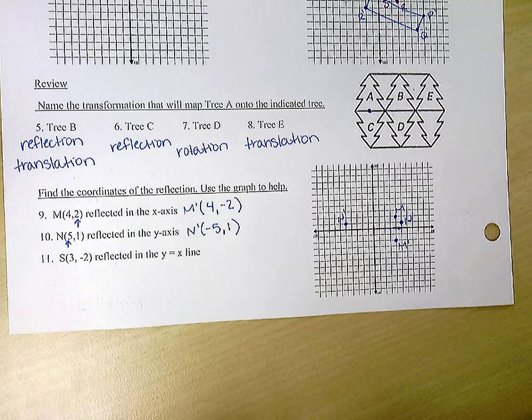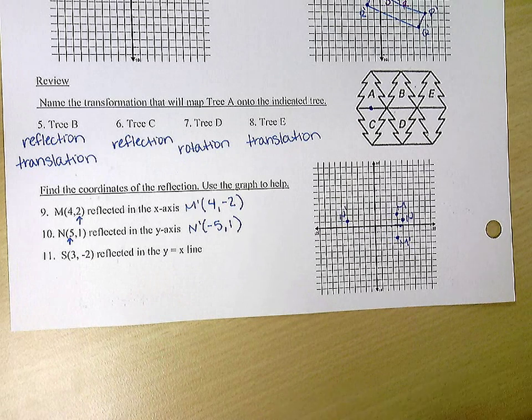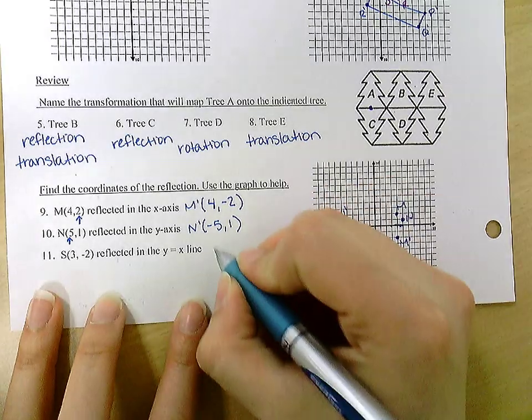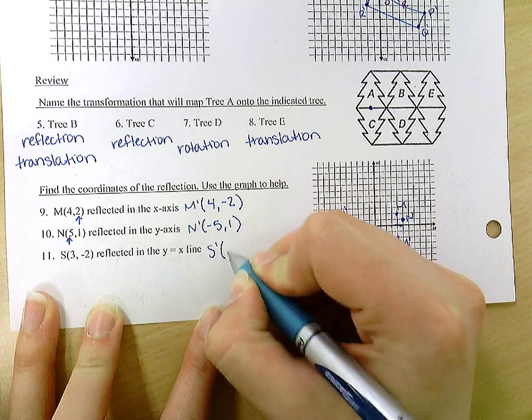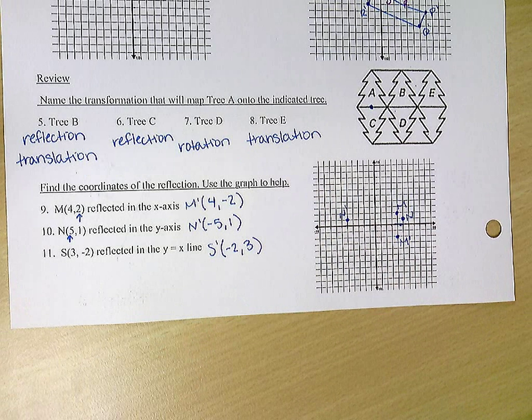The last one, I want to reflect this point S in the y equals x line. Do you remember how to reflect in the y equals x line? What do you do to your coordinates? You flip them, okay? So our point S prime would be at (-2, 3). Easy way to remember this: your equation says y equals x, so replace y with x, and x with y. Replace them with each other. So you interchange those two coordinates to reflect in the y equals x line. Okay, questions?